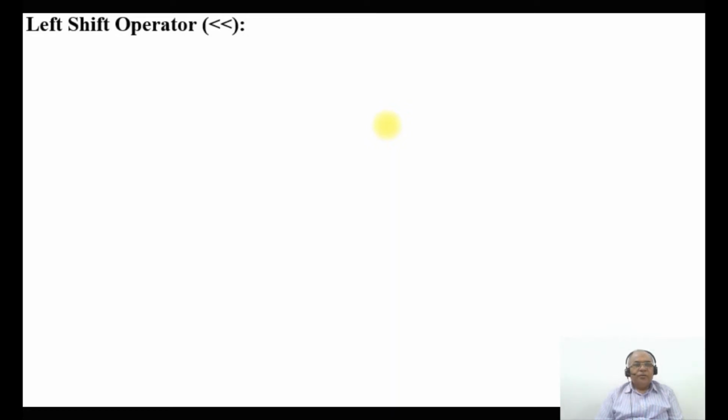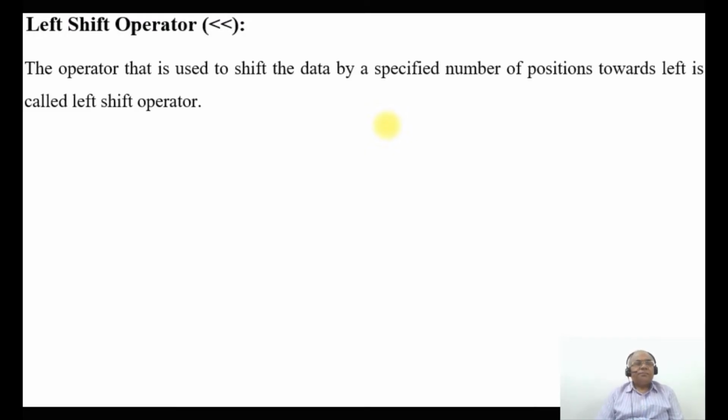So in this video, we are going to discuss the left shift operator, the right shift operator, and 1's complement. The operator that is used to shift the data by a specified number of positions towards the left side is called the left shift operator.